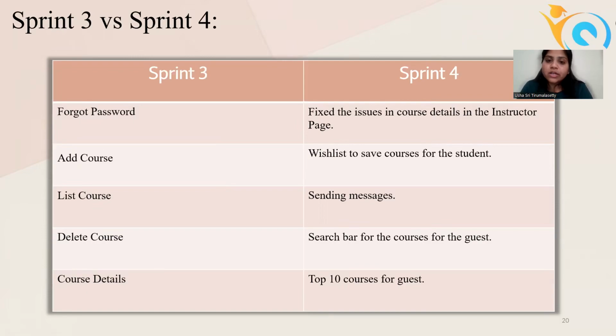And also we have created a wish list to save the courses for the student, which means if they like any course, they can keep it in the wish list and they can buy it whenever they want to learn. Sending messages from one role to other role, that is from admin to teachers and students, so that they'll know the updates from the organization. From professor to student and admin, from students to the professor and other students.